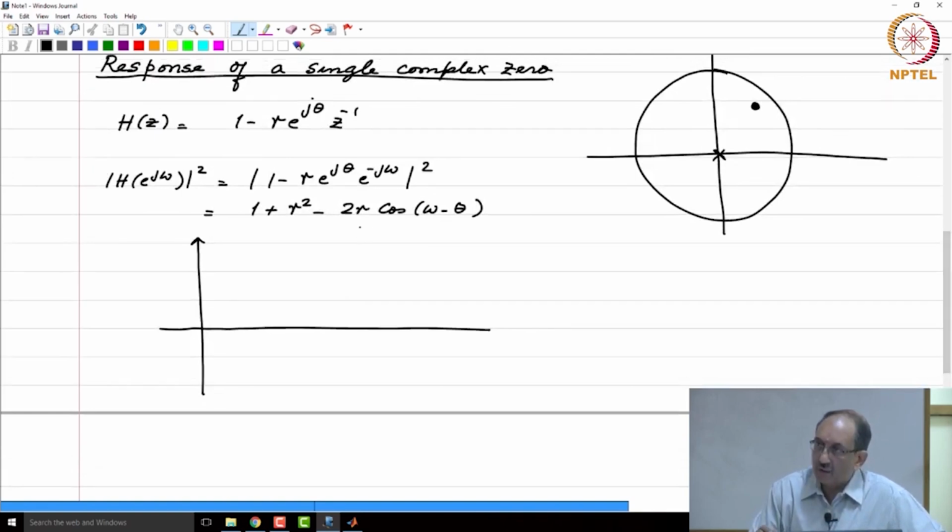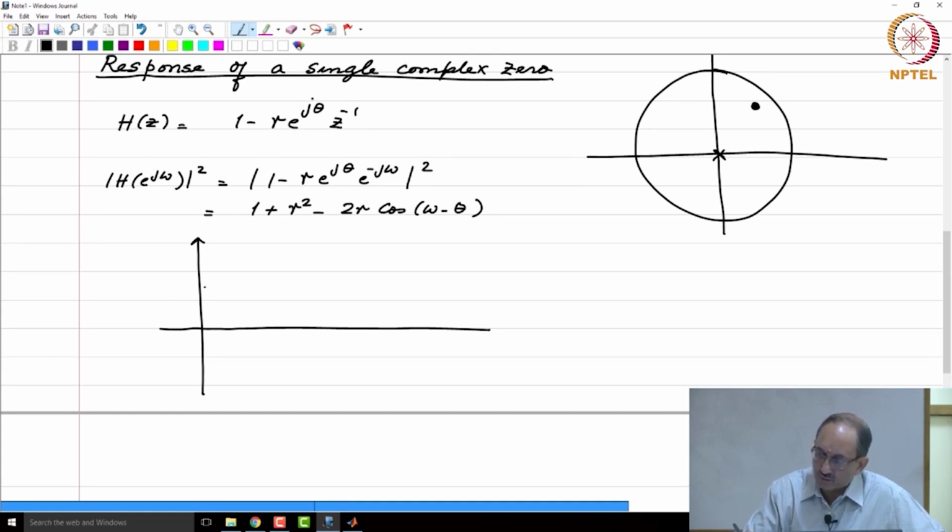On a linear scale, if you plot this, this will look like what function? Yeah, this will look like a simple cosine because the only variable here is omega, and this will look like a shifted cosine depending on the parameters. But as I had mentioned, we will plot all these things on a log scale.